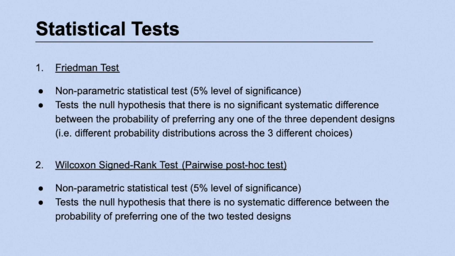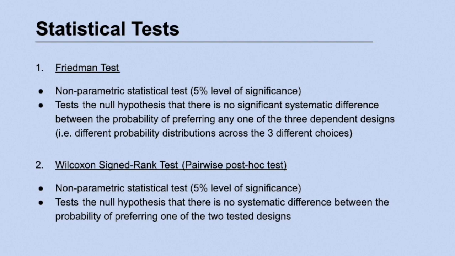Since we have the usefulness ratings of the three types of visualizations, we need to know if the probability distribution of the usefulness scores of the three are different. The Friedman test is a non-parametric test that will test the null hypothesis that there is no significant systematic difference between the probability of preferring any one of the three different dependent designs.